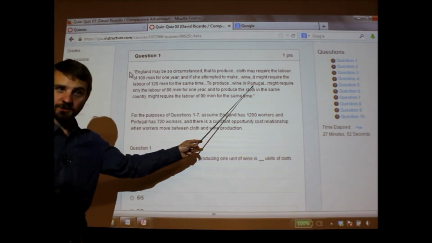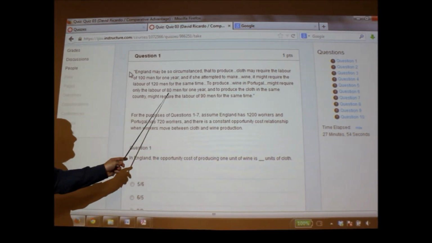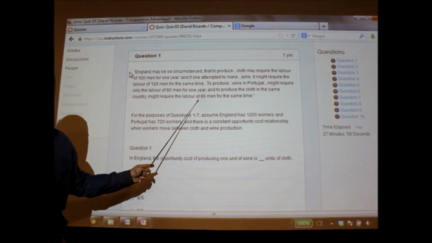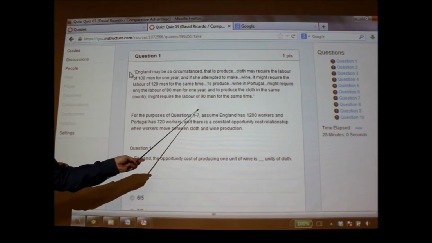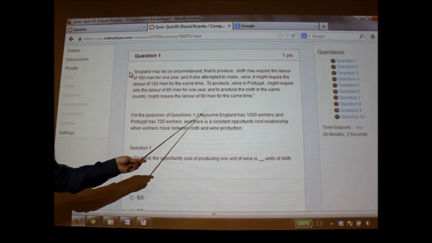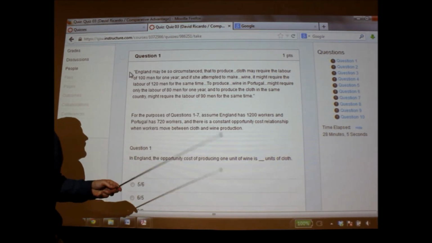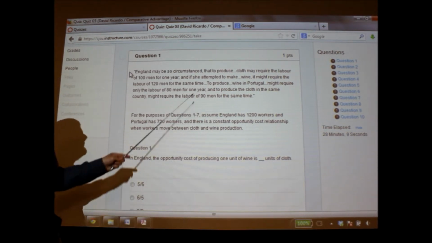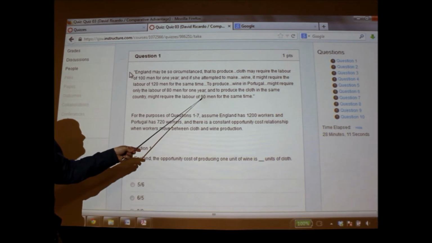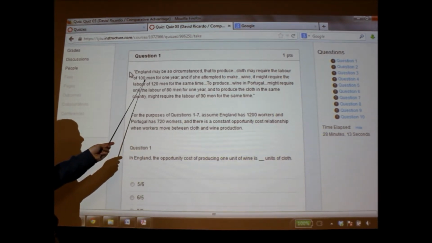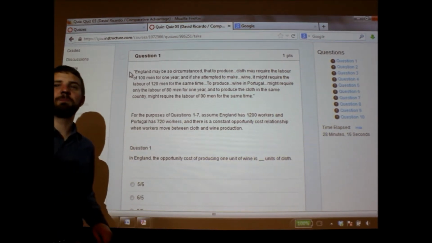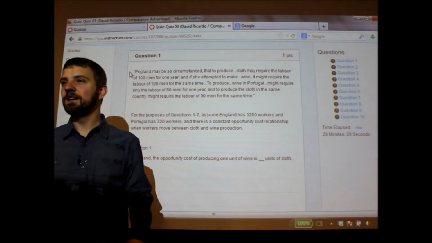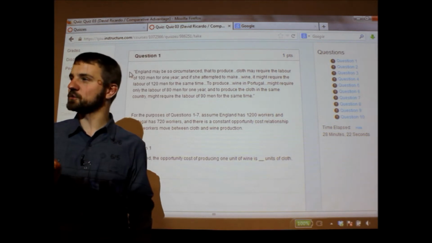To produce wine in Portugal might require the labor of 80 men, and to produce cloth might require the labor of 90 men. So who's better at producing wine? Portugal. Takes them only 80 workers. Who's better at producing cloth? Portugal again. It takes them only 90 men versus 100. So Portugal is better in producing both things. But David Ricardo said there still can be gains from trade.